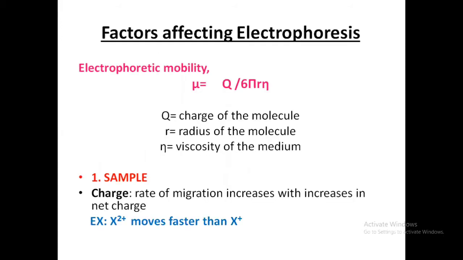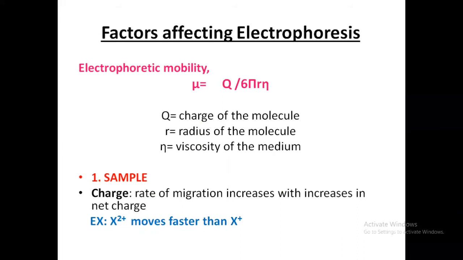Before entering into the factors, let me explain what is meant by electrophoretic mobility. As I told, when the charged particles are moving in your sample solution or buffer solution, that is called mobility. So simply we can call it electrophoretic mobility. For that we have an equation, which is mu equals Q divided by 6 pi R eta. That is not N, it is eta. Here mu means, you know, the electrophoretic mobility.